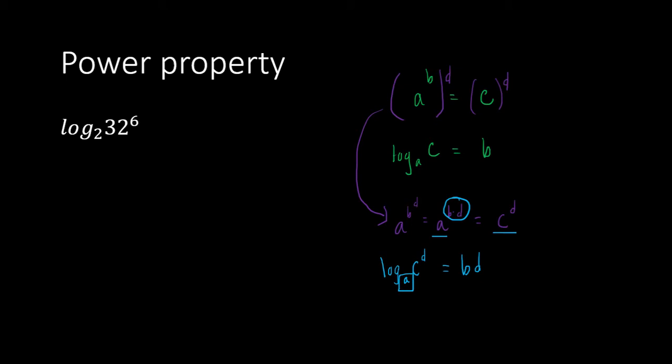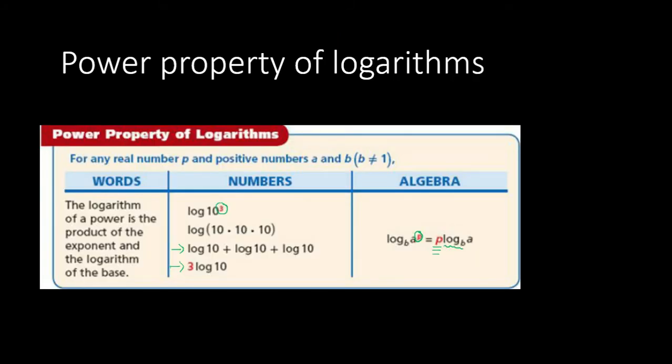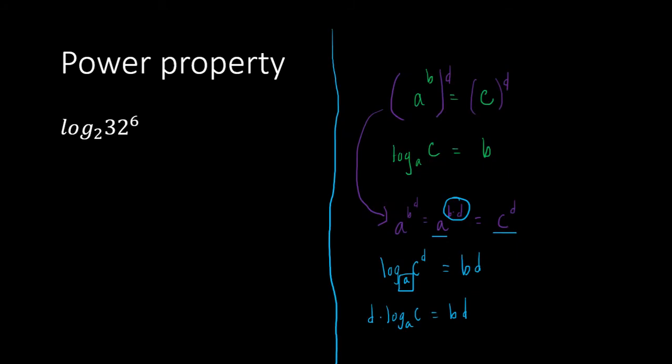Okay? So take a moment and look that over. So that's the same thing as d times log a of c equals b d. Now, on to our example. If that little piece I just worked out for you didn't really click, just remember that if we have a result being raised to an exponent, we can bring that exponent down and put it as a multiplier in front of the logarithm. And that's what we're going to practice now.